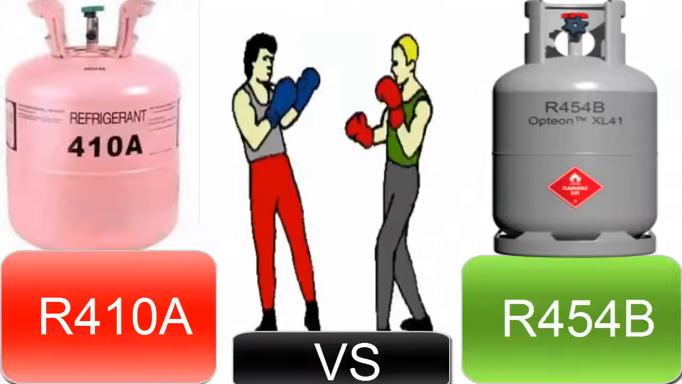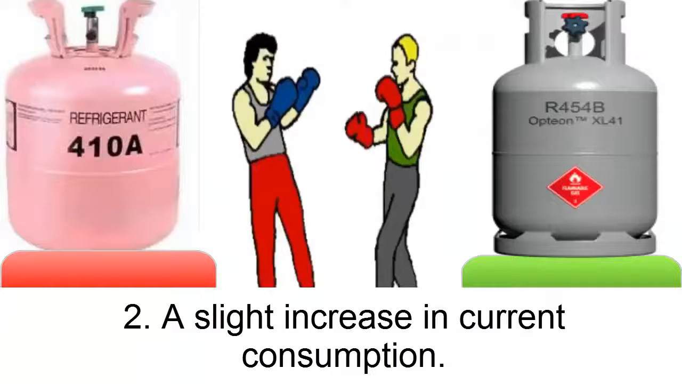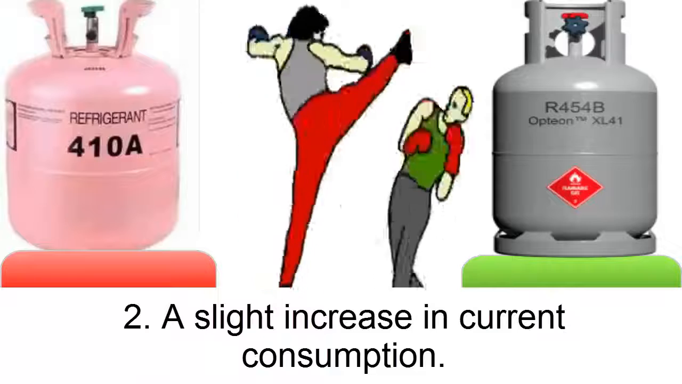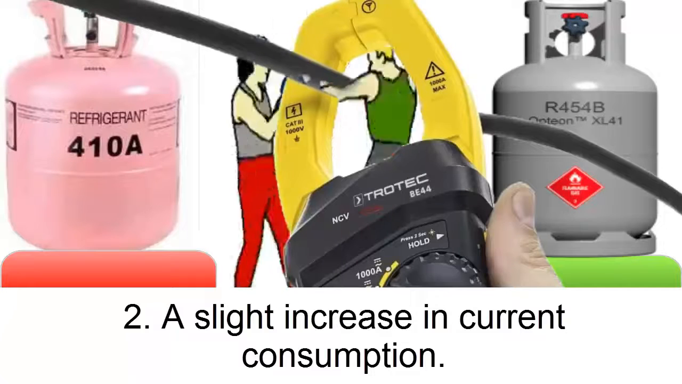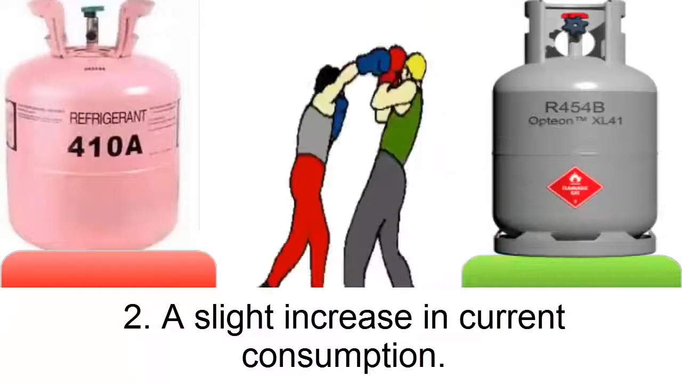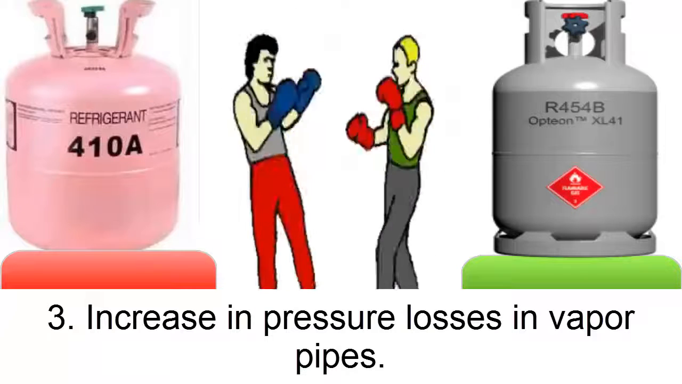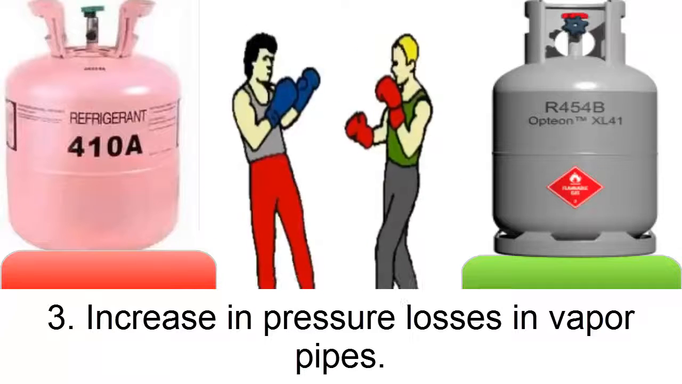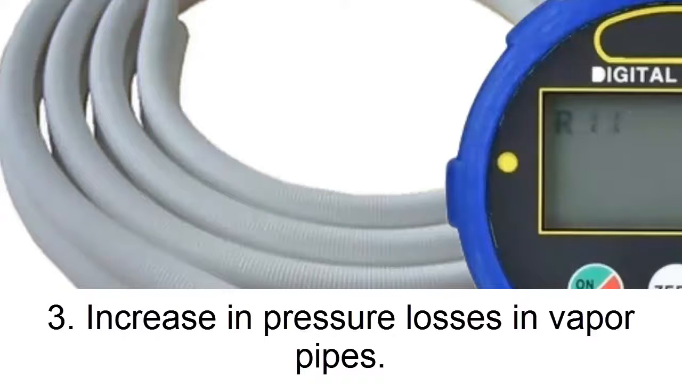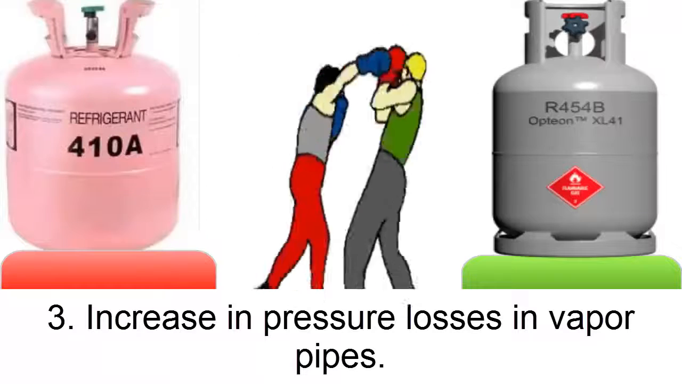2. When using R410A, due to its higher density, a greater mass is supplied compared to R454B, which slightly increases the compressor's electrical current consumption. 3. The greater mass per volume in vapor state with R410A compared to R454B can cause a slight additional pressure drop in the pipes when switching from R454B to R410A, affecting the equipment's efficiency.